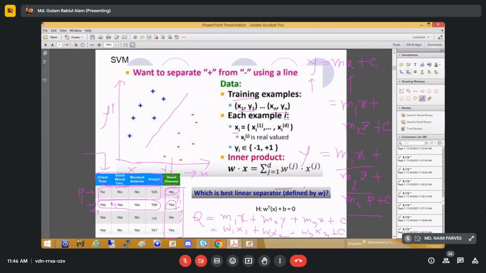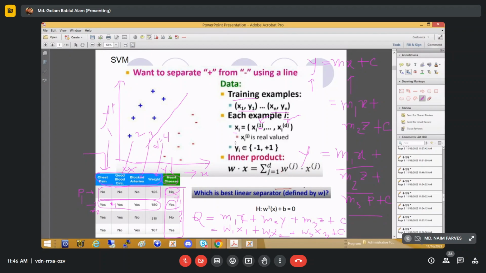Okay. So Xi, if we want to find out the first value, we can say Xi of the first feature. Our first feature is chest pain. Feature number 2 is good blood circulation. Feature number 3 is blocked arteries. And feature number 4 is the weight. So that means this is 1, 2, 3, and 4. We have 4 features. Here this is 1, the first feature, and this is the last feature, D. In our case, D equals 4.